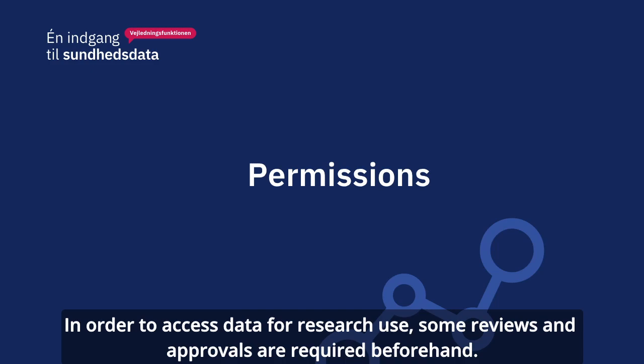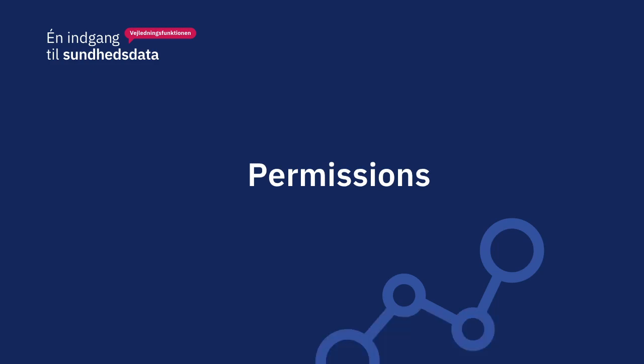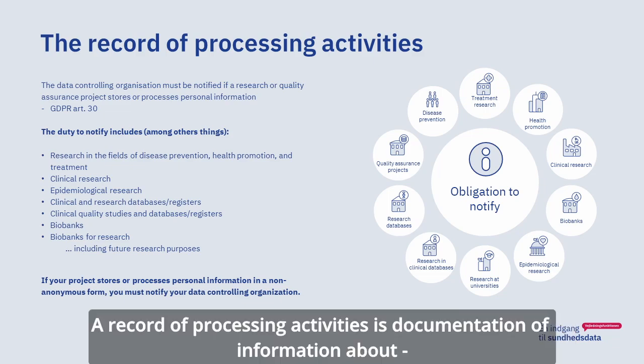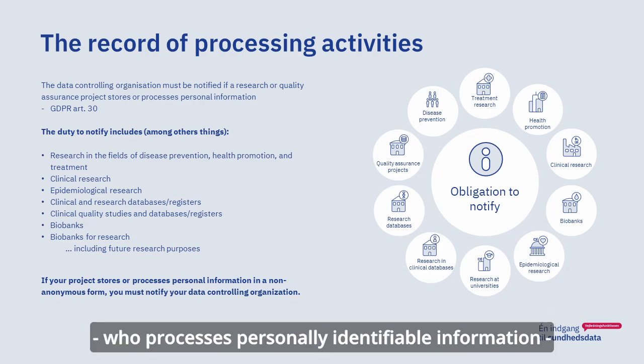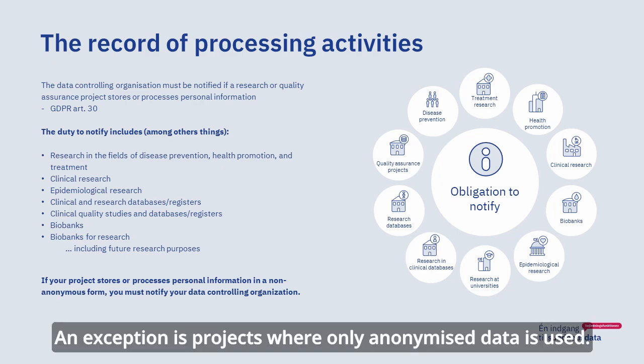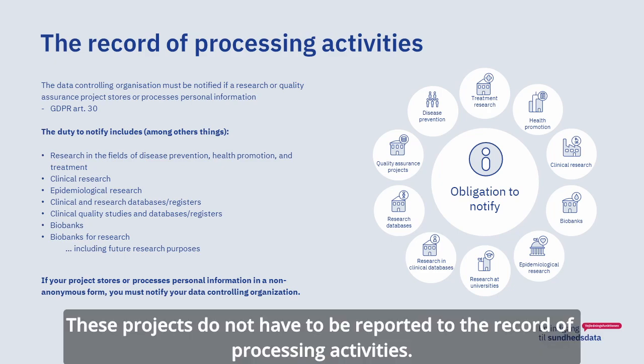In order to access data for research use, some reviews and approvals are required beforehand. All projects that store or process personal information or data must be listed on the record of processing activities. A record of processing activities is documentation of information about who processes personal identifiable information, which data is used, and for what purpose. An exception is projects where only anonymized data is used. These projects do not have to be reported to the record of processing activities.